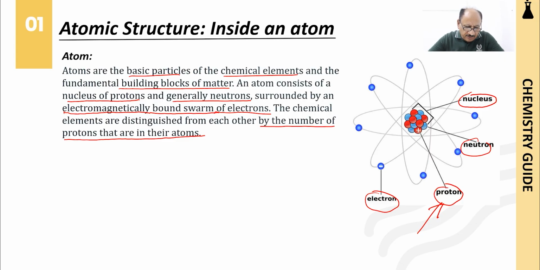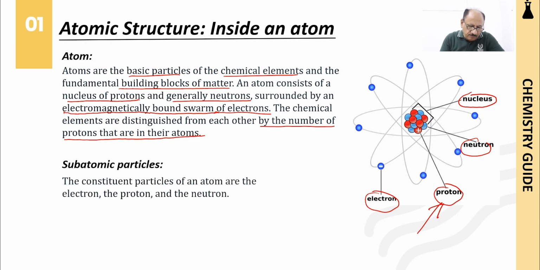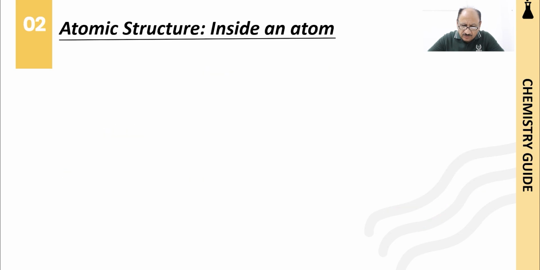Next thing, subatomic particles. We can go through what subatomic particles are. The constituent particles, whatever the atom is constituted by, which are neutrons, protons and electrons. So neutrons, protons and electrons are basically known as subatomic particles. Next thing, we can see what is inside the atom. There's a nucleus also, so we can discuss the nucleus on this slide.